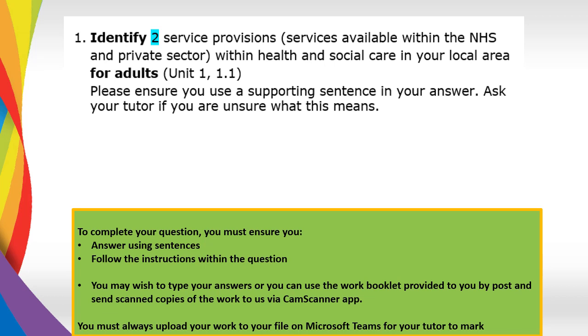So you could start with the number 2. So, 2 service provisions within health and social care in my local area for adults are, and then write which ones they are. That way, if I was to hide the question, your answer still makes sense. Ask your tutor if you're unsure at this time. Pause this video now to answer that question in your booklet.